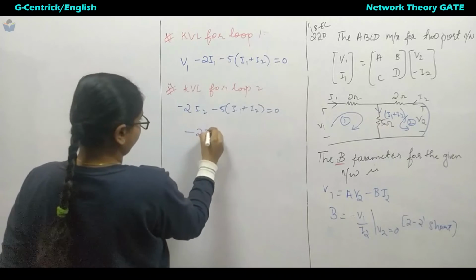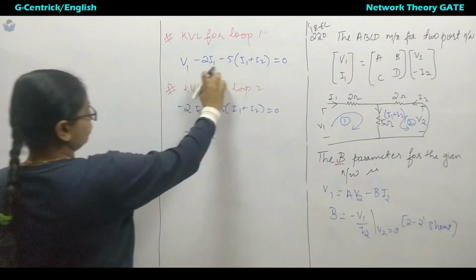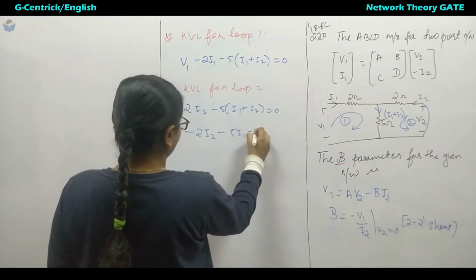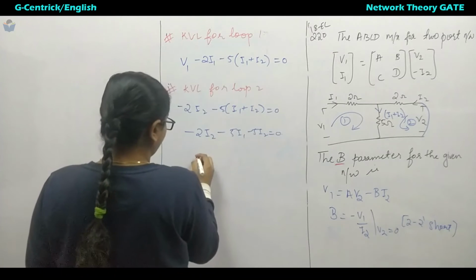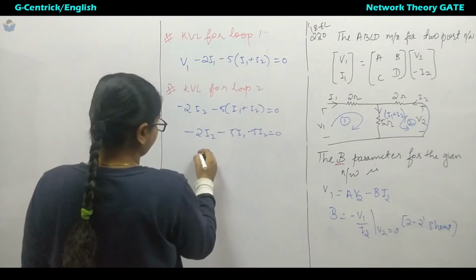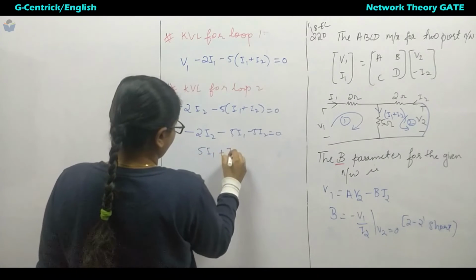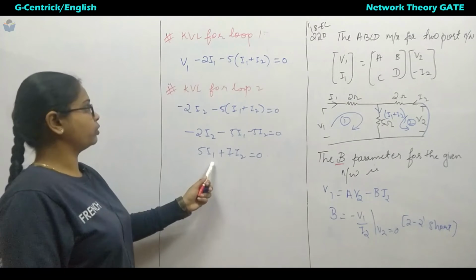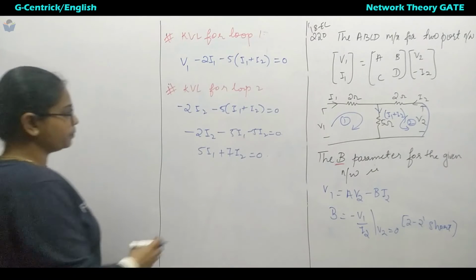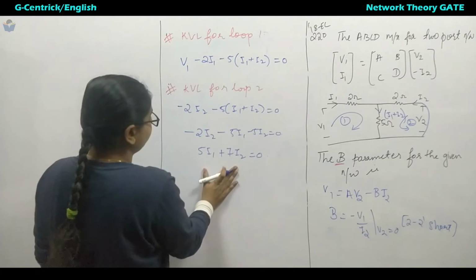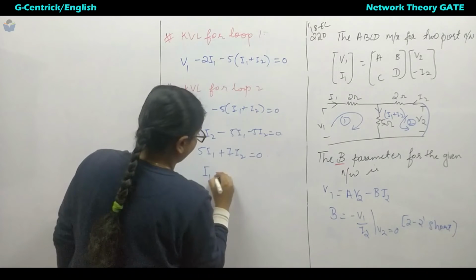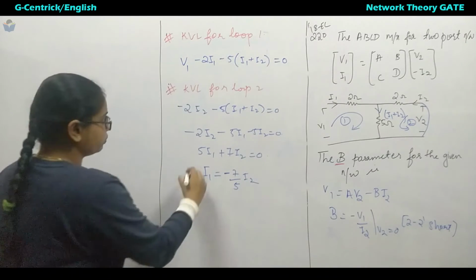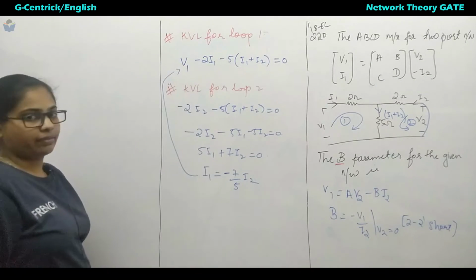Rearranging this, we get minus 2I2. We want only I2 and V1, so we will eliminate the others. This is minus 5I1 minus 5I2 equal to 0. Taking everything with the minus outside, we get 5I1 plus 7I2 equal to 0. So we have I1 and I2, and we do not want I1 as well. To eliminate I1, we take I1 as minus 7 by 5 I2. We will put this in the other equation so that I1 is eliminated.